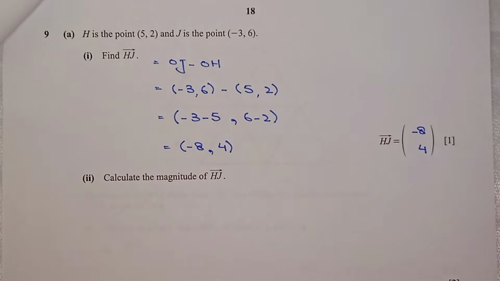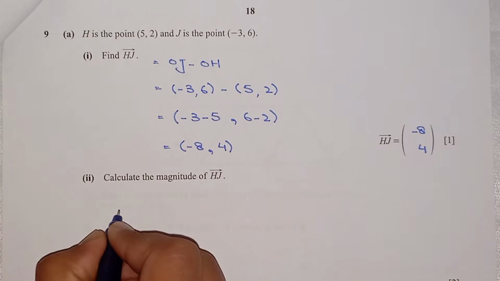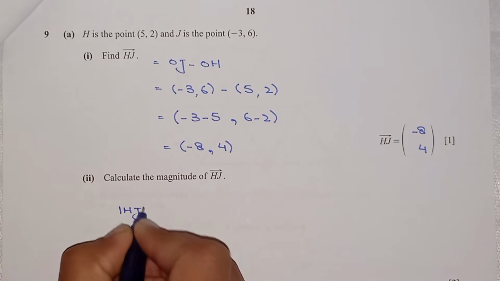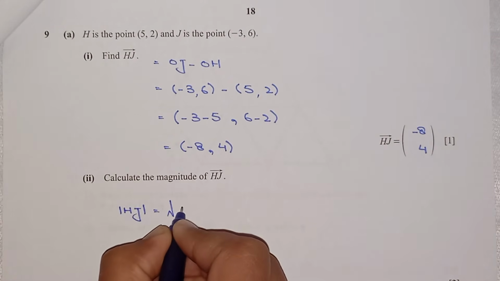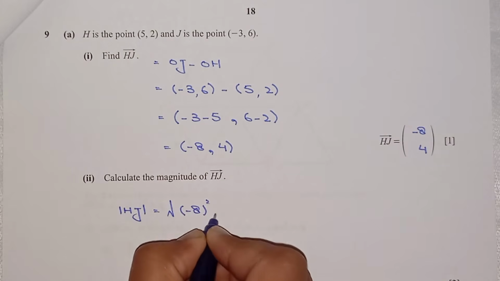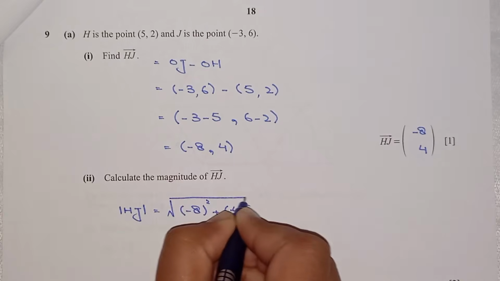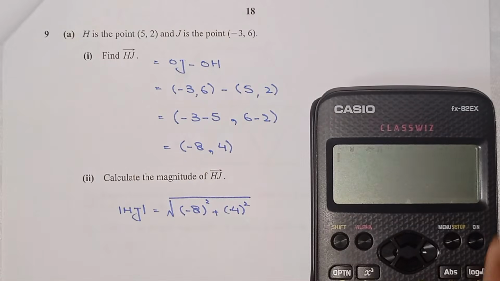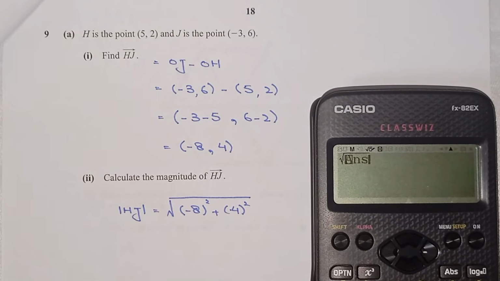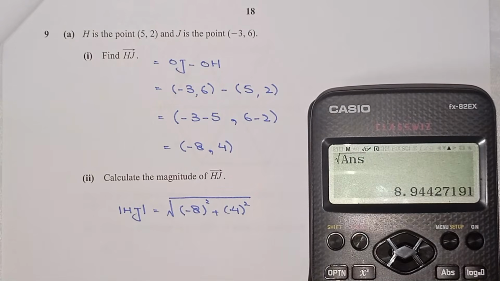Now for the second part, calculate the magnitude of HJ. So the magnitude is equal to the square root of x component square plus y component square. Right? 8 square is 64. 4 square is 16. 64 plus 16 would be 80, and the square root of 80 would be 4 square root of 5, or 8.94.